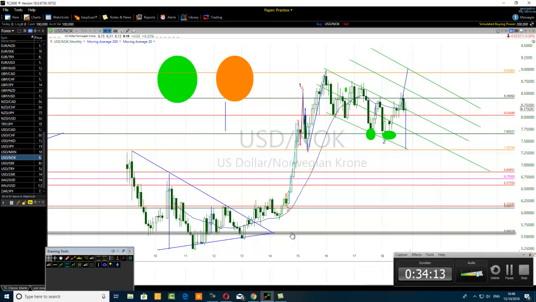So this will conclude our discussion today about how to use the yin-yang to improve Elliott wave trading.